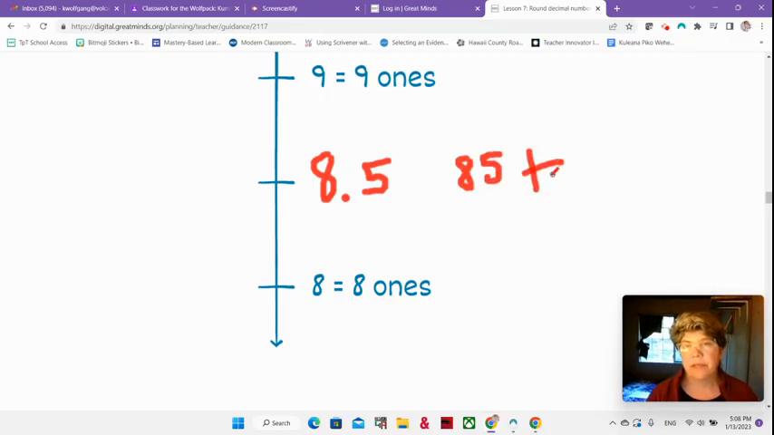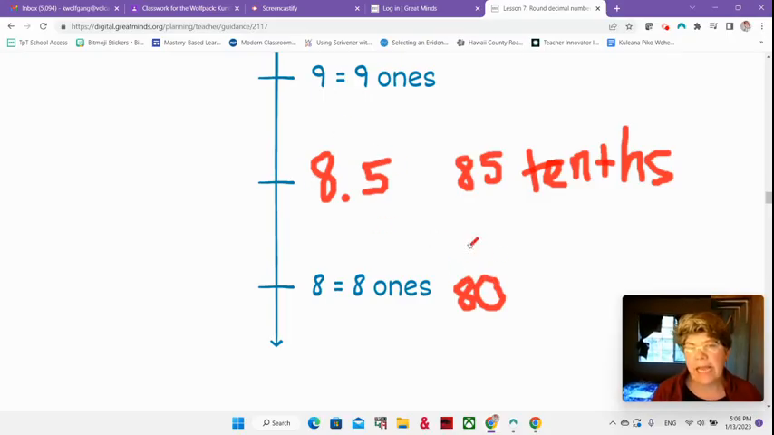We could also think of this as 85/10 if we're thinking about unit form, right? Here we have 85/10. And 8 ones, think about your number next to it, right? We always name our tenths, our decimals by the last number. So 85/10, 80/10, and 90/10, right? If we want to think about our unit forms. Okay, I'm just going to put a T here just so it's a little bit faster.